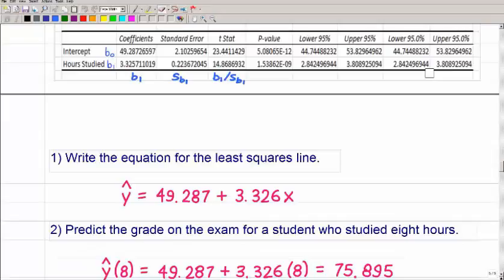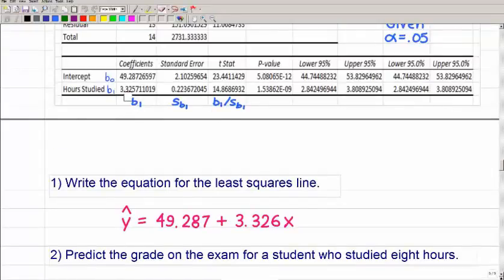This first value on the bottom row is your B1 we've already used. The standard error is the standard deviation, SB1. That's right next to it on the bottom row. And that T-stat literally is calculated as B1 divided by SB1. So as long as you know those first two numbers, the coefficients and the standard error, you can get that test statistic real easily.